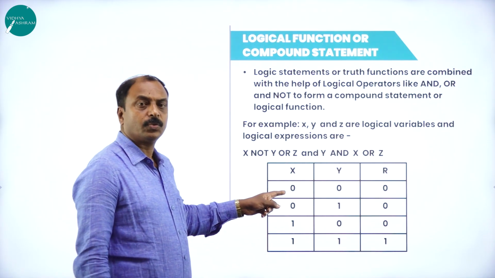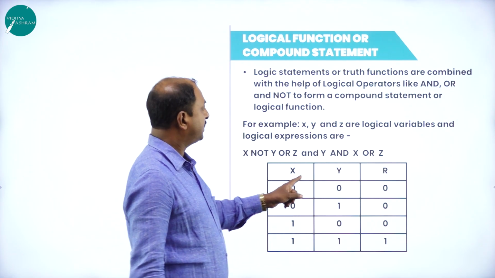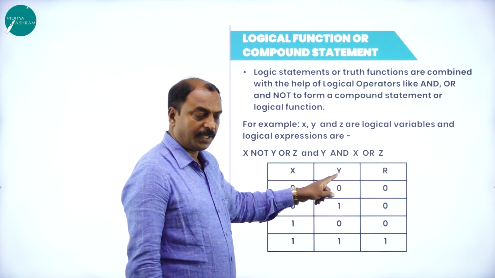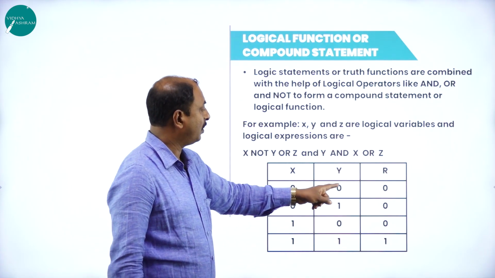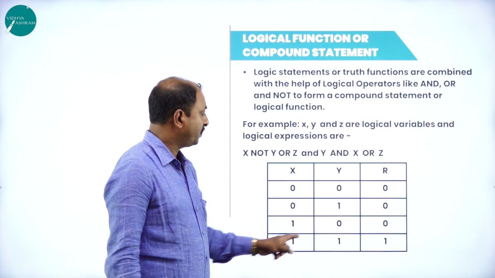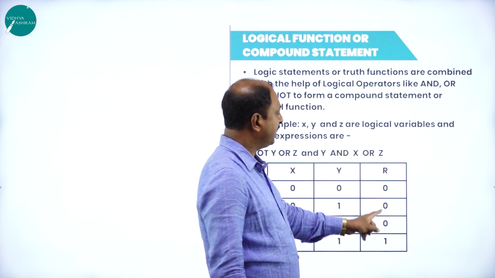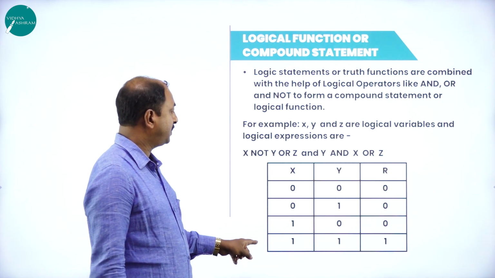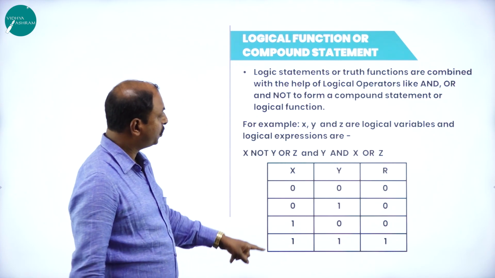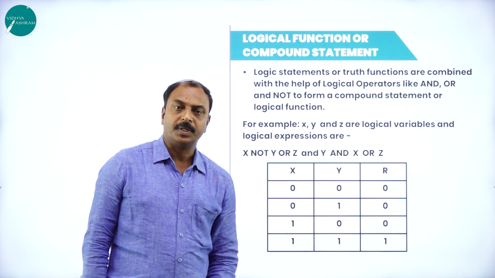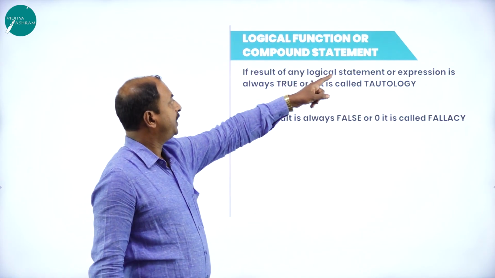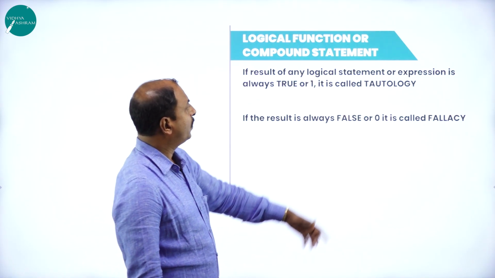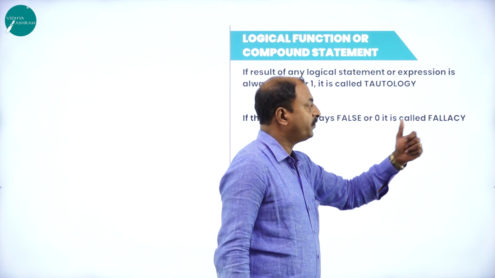Now look at the truth table here, with x and y as the variables and r as the result. Here are the different combinations of input variables and these are the results. So this is a truth table where we store all possible combinations of truth values. Now, we are going to learn another definition: what is tautology and what is fallacy.